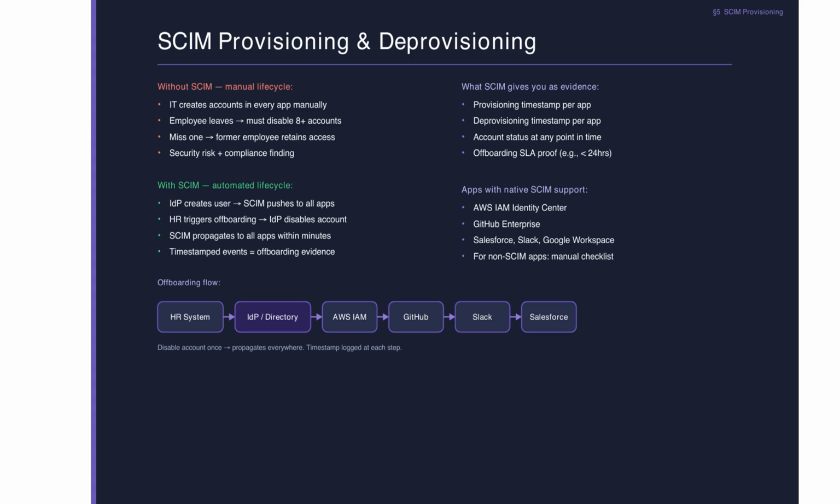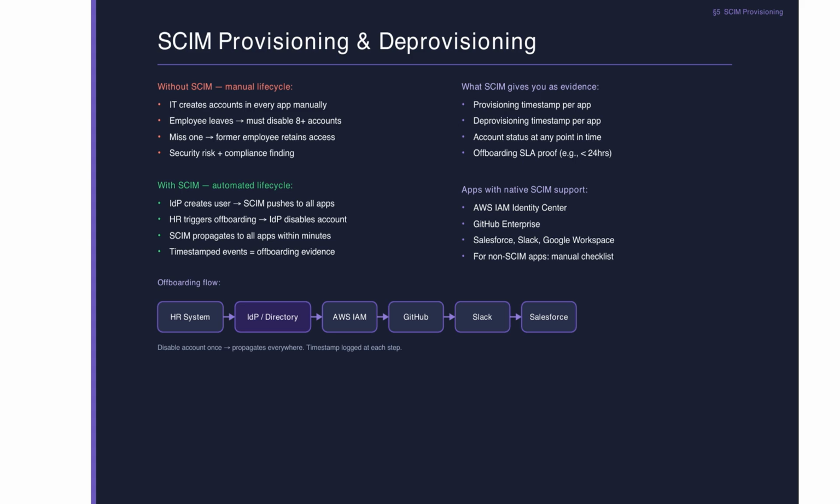With SCIM, the lifecycle is automated. The IDP creates a user, and SCIM pushes that account out to all connected apps. When HR triggers offboarding, the IDP disables the account, and SCIM propagates that change to every app within minutes. And every one of those events is timestamped, which becomes your offboarding evidence.